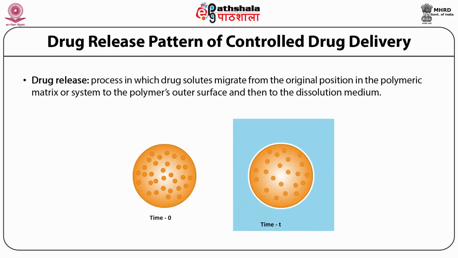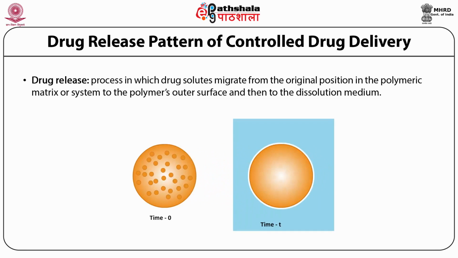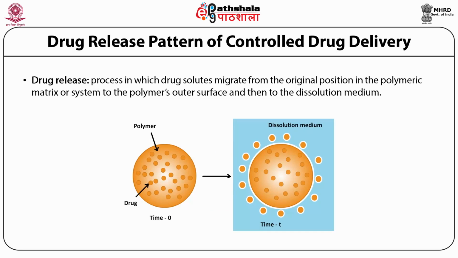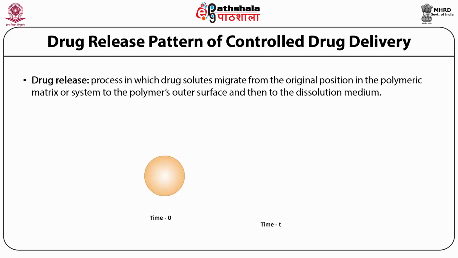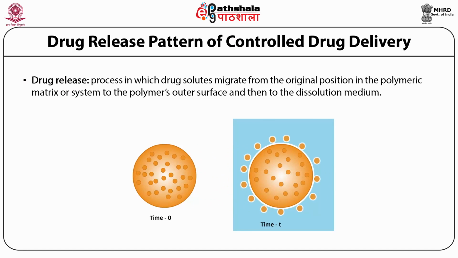Drug release primarily refers to the process in which drug solutes migrate from the initial position in the polymeric system to the polymer's outer surface and then into the release medium. This seemingly simple process is affected by multiple complex factors, which will be understood in just a little bit of time.